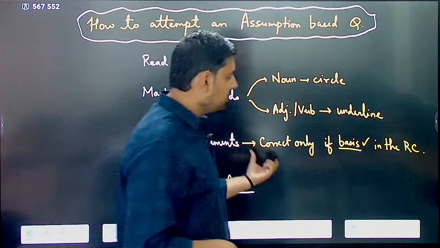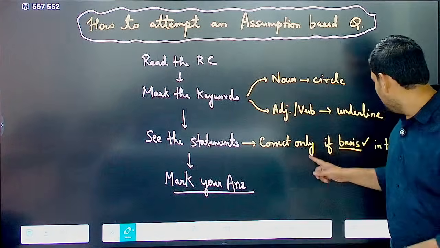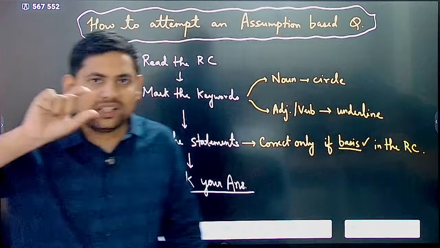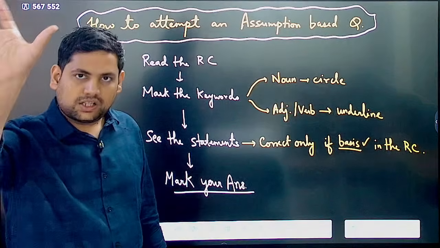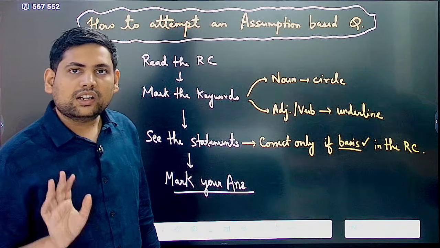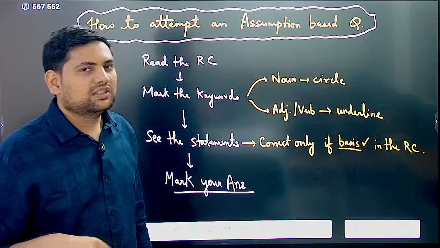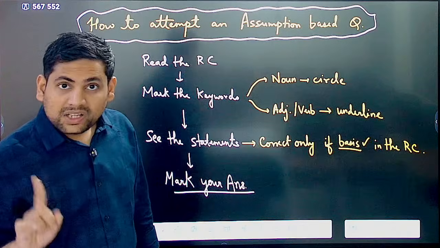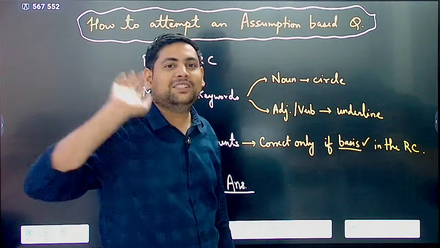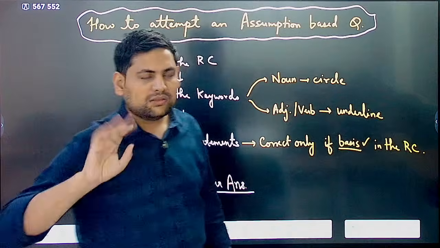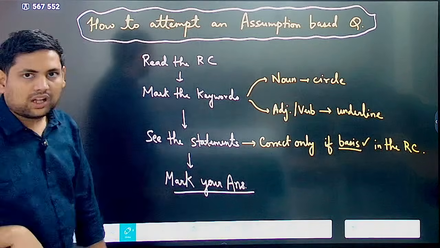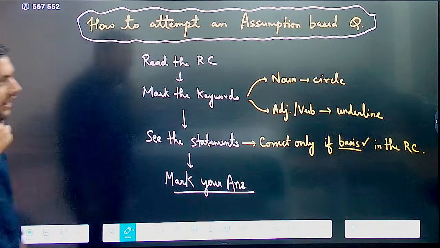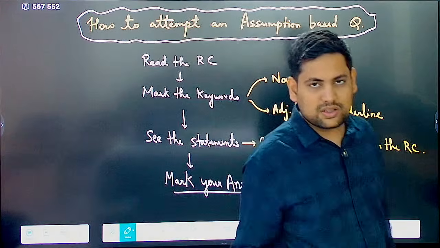Now, you will consider a statement correct only if the basis is present in the RC. If you can clearly find out that this is emanating from this part of the RC, then you consider it correct. Otherwise, if it is from GS, according to your GS knowledge, all that is wrong. You must find the match-the-column basis for it, explicit or implicit, both. Eventually, then you will mark your answer. Understood? So this is the way to attempt assumption based questions.